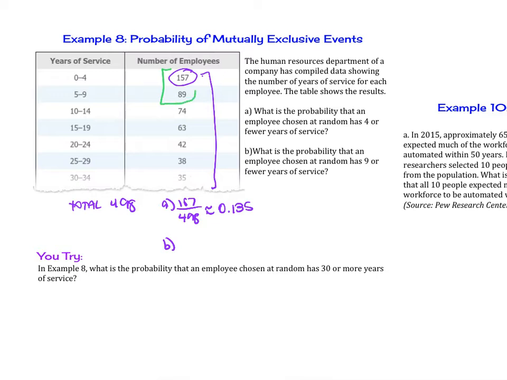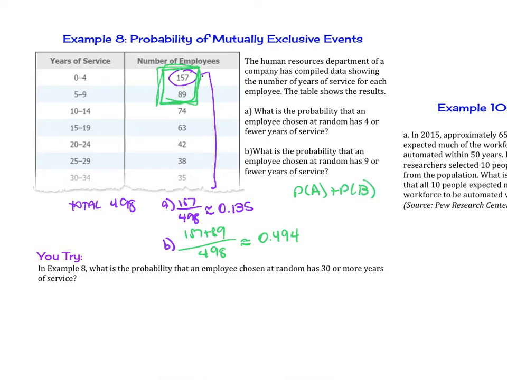So we are going to take these two right here, so 157 plus 89 over the total of 498. And so that is going to be approximately 0.494. So you're just taking all of these numbers here. There's no overlapping. All right, so this is just the probability of A plus the probability of B.